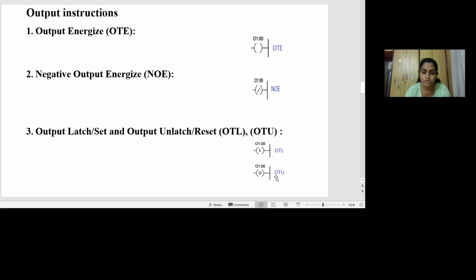Here the OTU is called the output unlatch. For the output unlatch, the output remains set until the condition of the left link of the OTU is momentarily on. That is, when the condition to the left of this OTU is momentarily on, only then the output is reset.